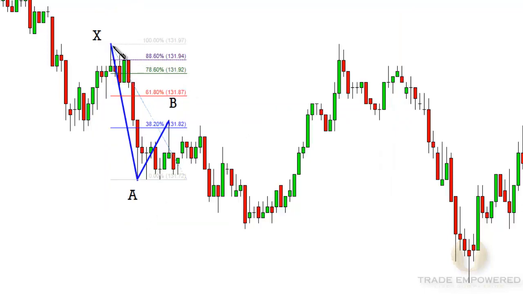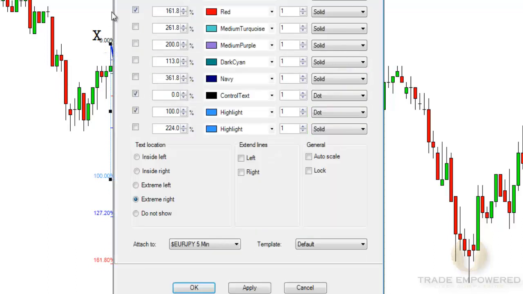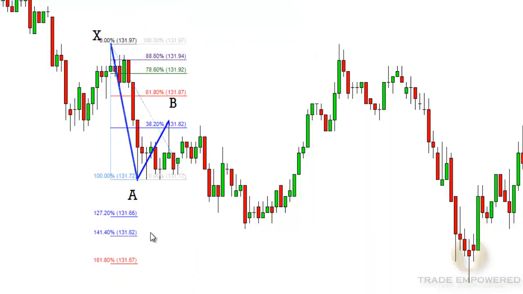Next, I want to take my Fibonacci extension tool from my swing high, so my X, to my swing low, my A, and see if we come into a 127 extension. Indeed we do. Let's bring that 1414 extension in just to make sure we don't hit that. You can see price action doesn't come anywhere near it. So I have a valid C leg down here.